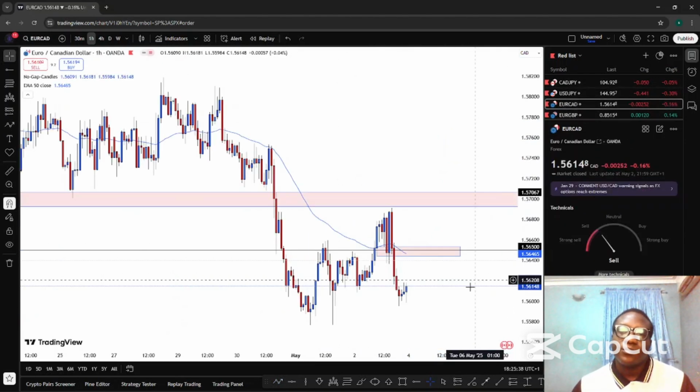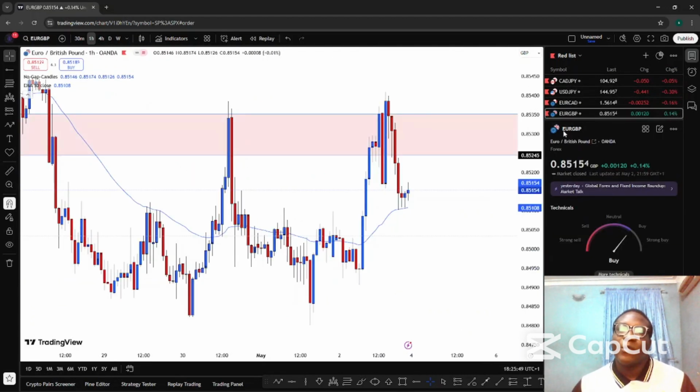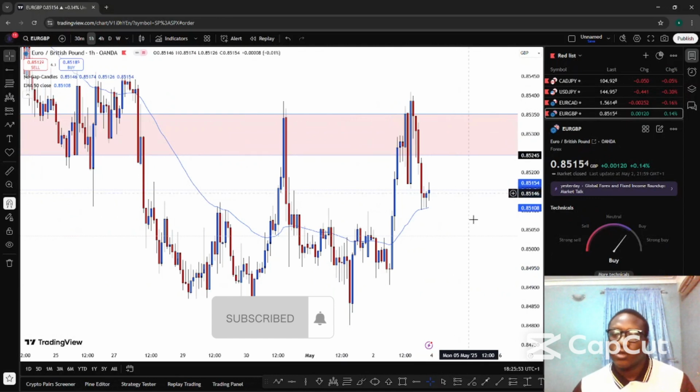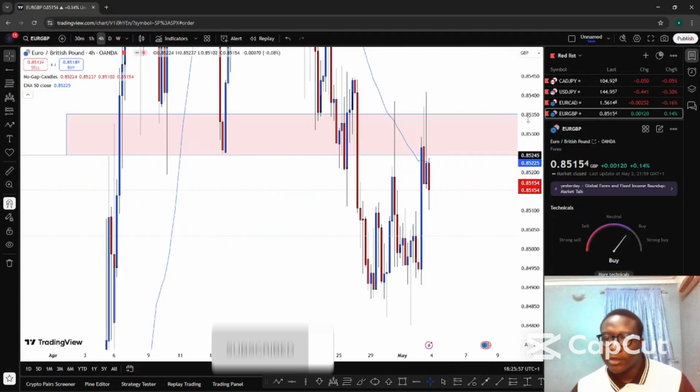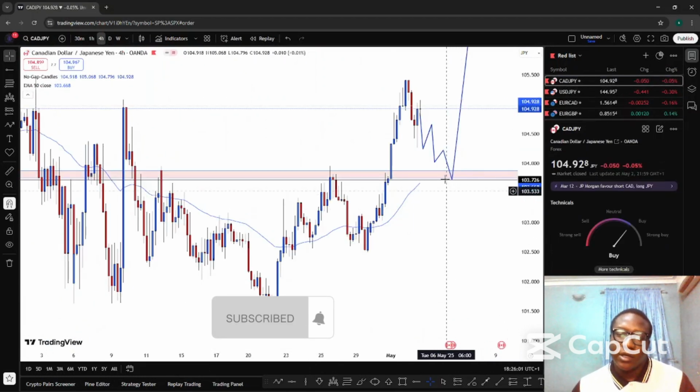For EURUSD, basically the same thing, a 1 hour time frame retest for me to then take the trade to the downside. EURGBP, the same thing, waiting for a retest to take the trade to the downside. There's something I forgot to add, which is our psychological level.